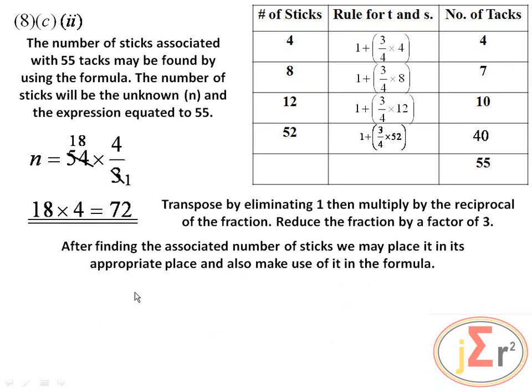After finding the associated number of sticks, we may place it in its appropriate place and also make use of it in the formula. So 72 goes right there, and we have 1 plus 3/4 of 72, and that's all there is to it.